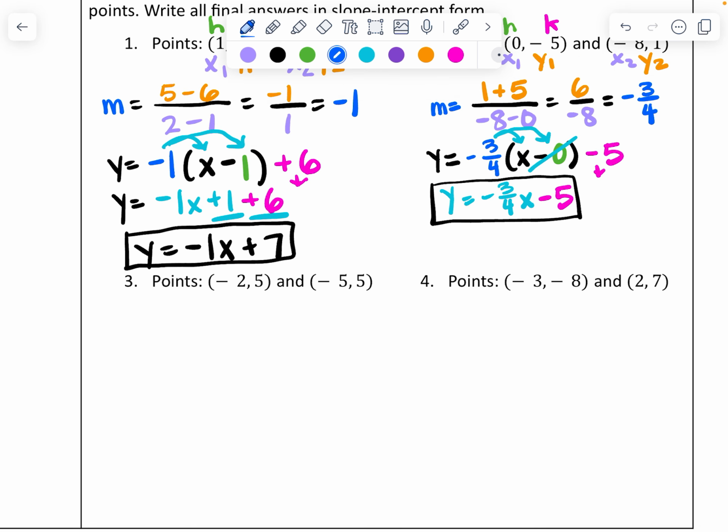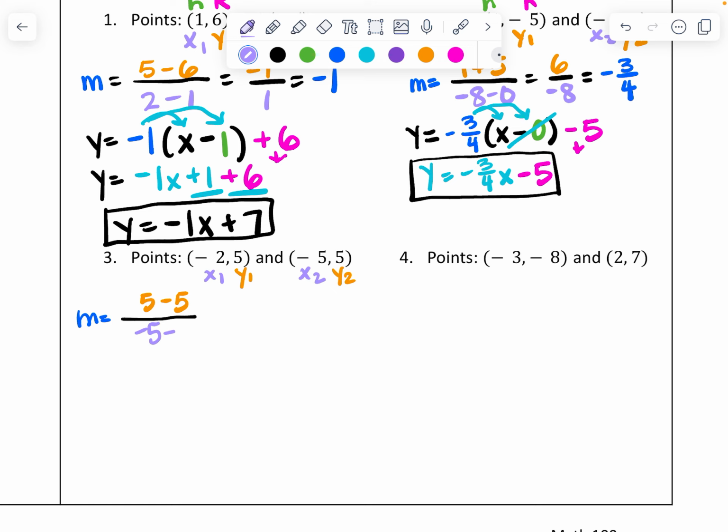Number 3. x1, x2, y1, y2, 5 minus 5 over negative 5 minus negative 2, which means I'm adding 2. And I end up with 0 over negative 3, which is a slope of 0.